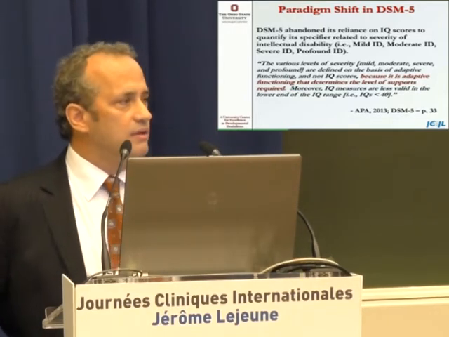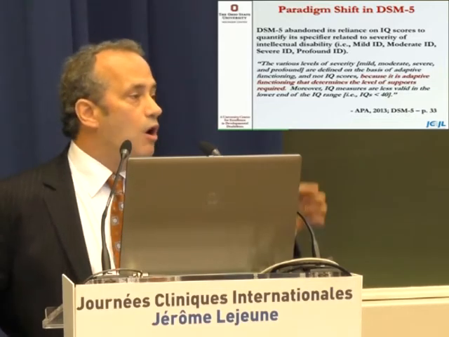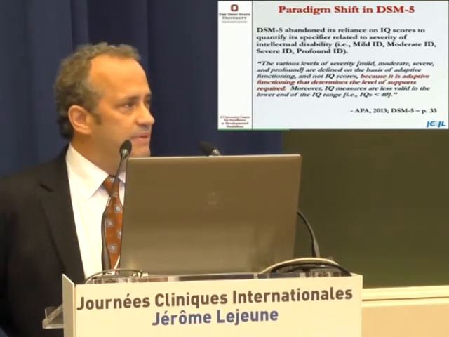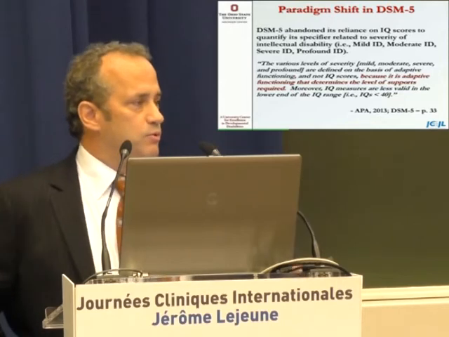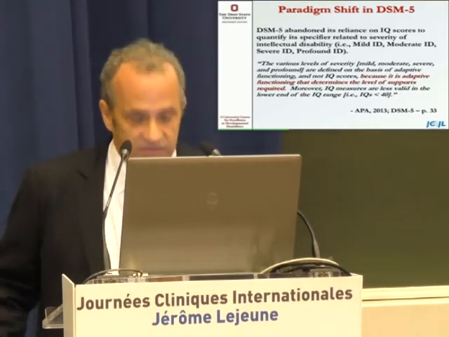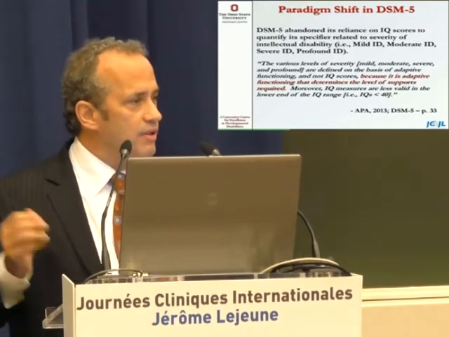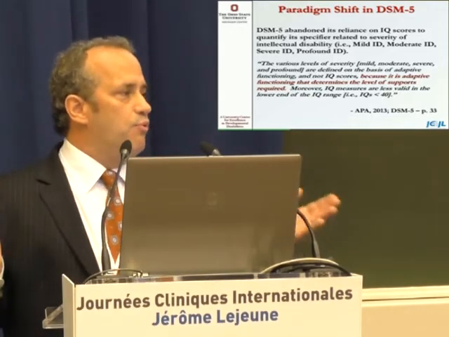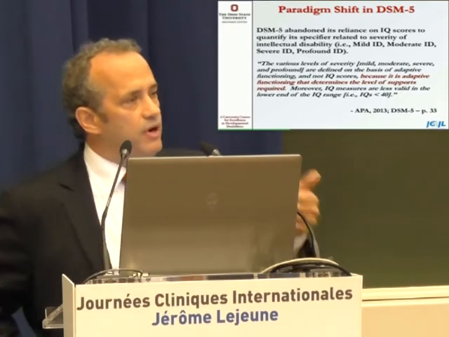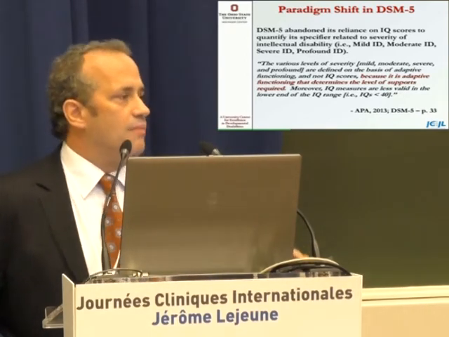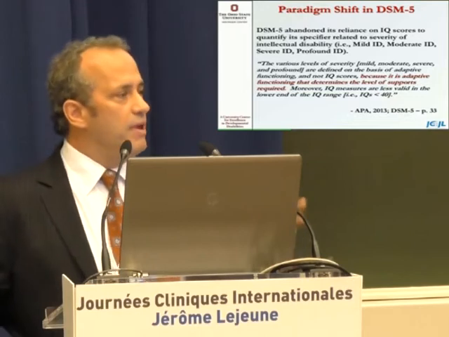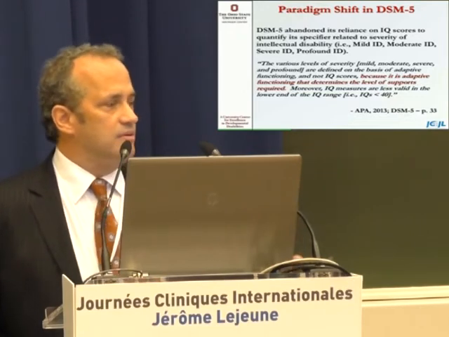We all know here that two people who have an IQ of 65 and may have a diagnosis of mild intellectual disability may have a very different clinical profile, may have very different support needs, depending on their health issues, their behavior problems, their motivation, their mental health problems, etc.